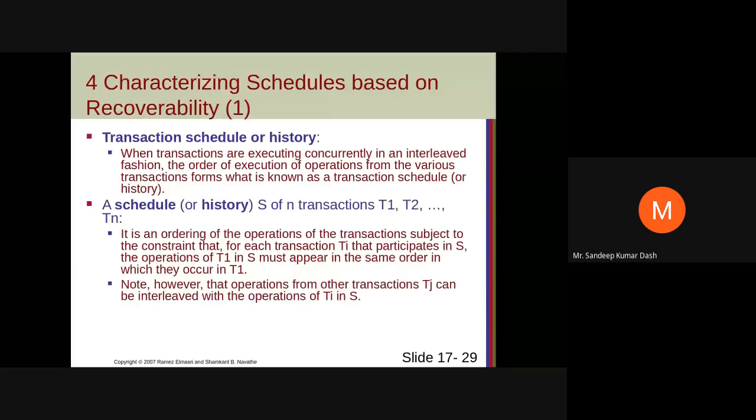Okay. Next thing is about schedules, transaction schedules, or that is called history. A schedule S of n transactions T1, T2 up to Tn is nothing but an ordering of the operations of the transactions, subject to the constraint that for each transaction Ti that participates in S, the operations of Ti must appear in the same order in which they occur in Ti. Note that operations from other transactions Tj can be interleaved with the operations of Ti.